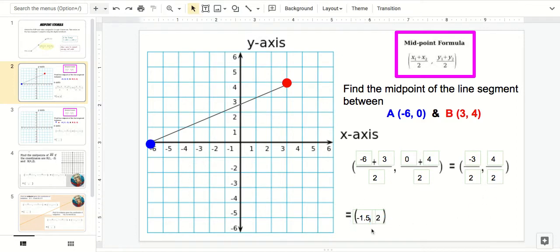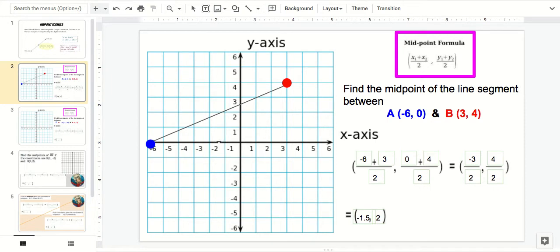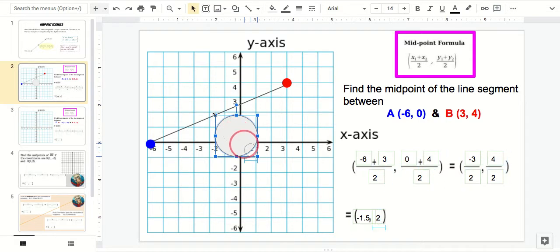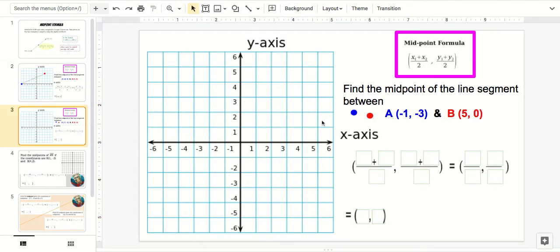So in total, my midpoint here would be at -1.5, 2. If you'd like, you can go ahead and use the shape tool on Google Slides to actually plot that visually. What we can see here is this point is perfectly in the middle of the line segment that was there. Let's do another problem.